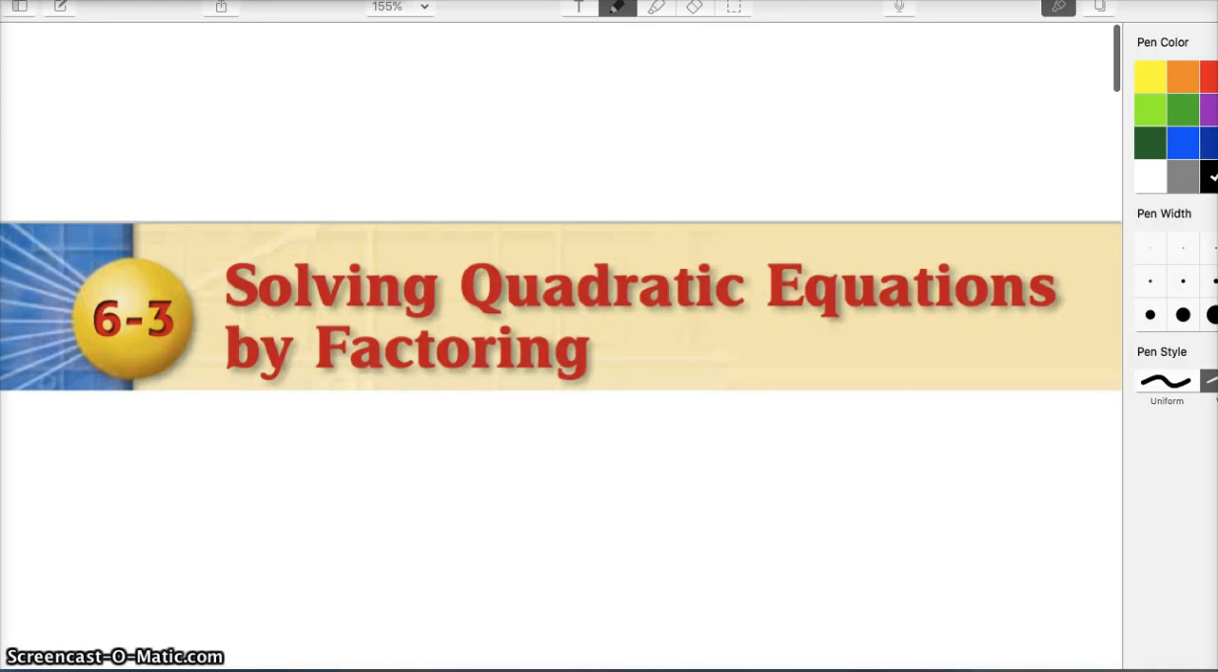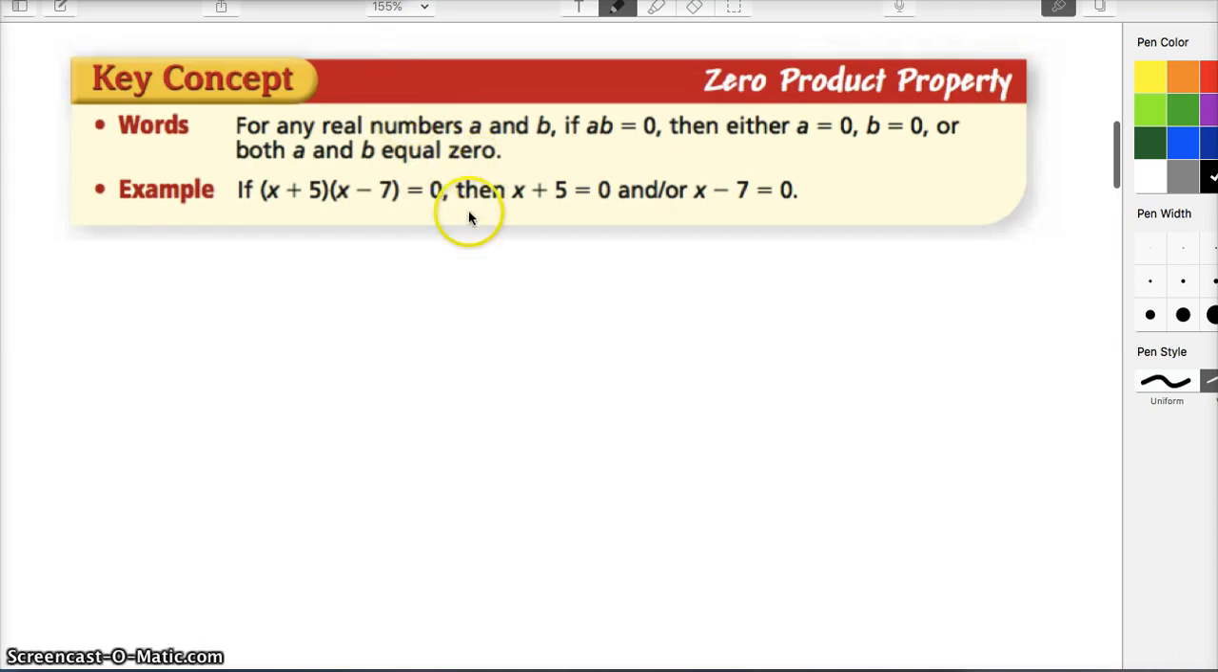Hey, Algebra 2, here we are in section 6.3. Today we're going to talk about solving quadratic equations by factoring. I think it's really important. We don't have vocabulary. I think it's really important to start out with the basic concept here.